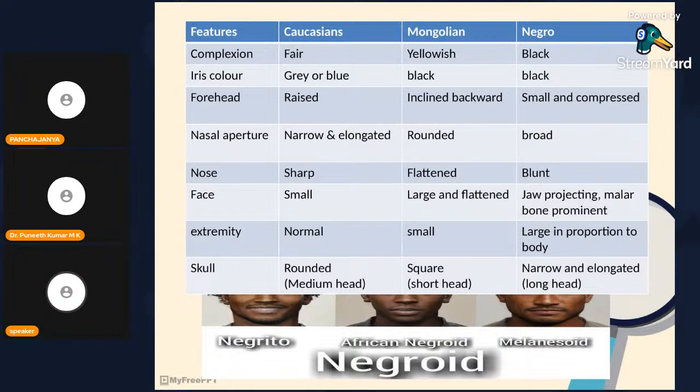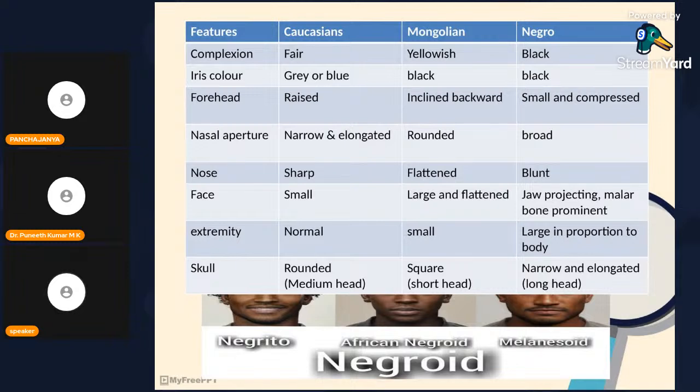Okay, when it comes to the extremities, in Caucasians the proportion for their body will be normal. The extremities, that is the upper limbs and the lower limbs, will be appropriate in proportion to their body size. In the Mongolian it will be small, that means the extremities will be small compared to the proportion of their body. And in the Negroes it will be larger in proportion to the body, that means the extremities will be very large, meaning elongated, or lengthwise it will be more in their body proportion.